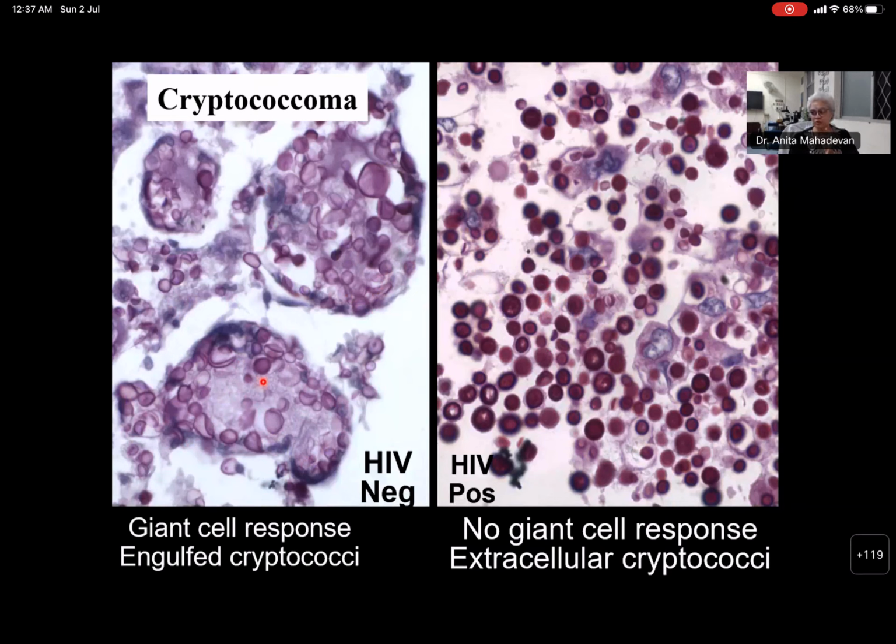If the immune response is good, you will get a foreign body giant cell response. You will get cryptococci within that, forming a beautiful granuloma. And that will produce a mass lesion, which we call a cryptococcoma. Very, very rare, because we hardly ever see cryptococcomas in the immunocompetent in India.